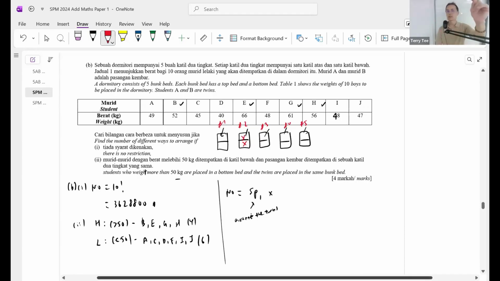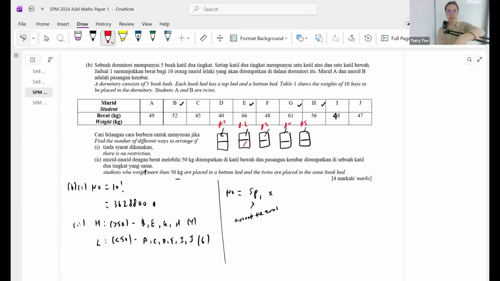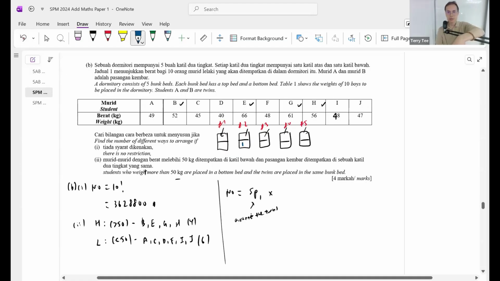You cannot put A below, you have to put B below. For example, the heavier twin is B, right? I put B below, A on top. I fix the position. There's no other way to arrange them really. But I still have to arrange who's the heavy one?